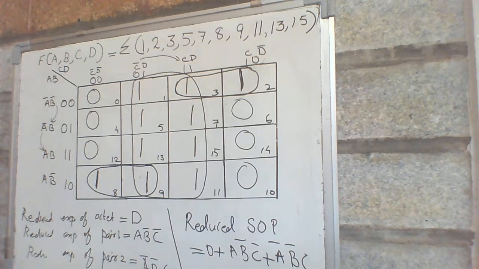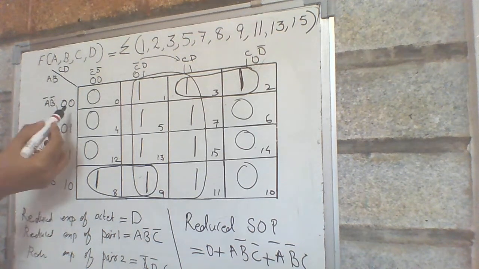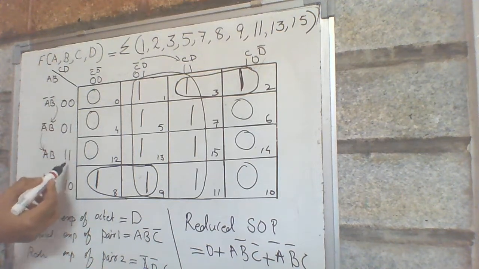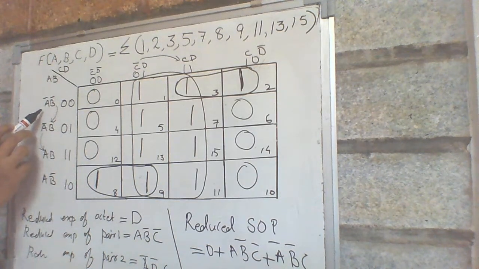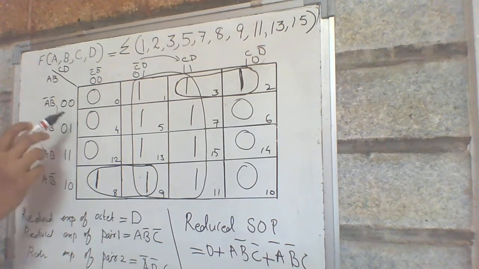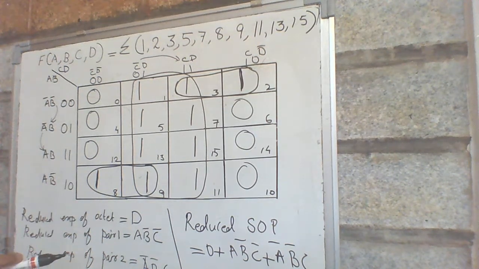Okay. So if you want to find out the reduced SOP, first we have to check how many variables are there. If there are 4 variables, first we have to draw the 4 variable K-map and write the numbers 00, 01, 11, 10. Then the corresponding terms also need to be written. After that, you have to write the inside numbers, 0 to 15.